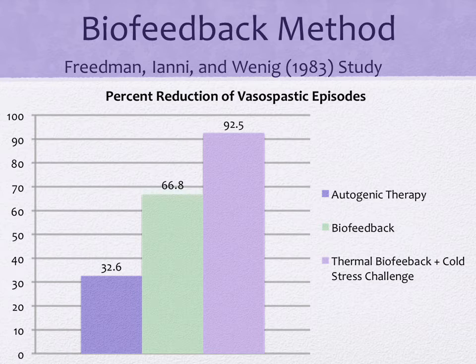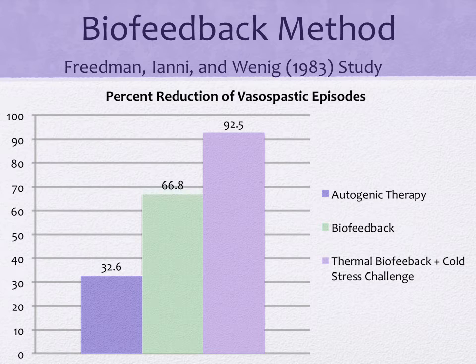So, where's the evidence that biofeedback is going to work? Here it is. It's Freedman, Ianni, and Wenig, the first really powerful effect size that really put this on the forefront and connected with Raynaud's. There's 3 types of therapy that they looked at, which is autogenic therapy, biofeedback, and thermal biofeedback plus cold stress challenge. The chart you're looking at is the reduction in symptomatology.